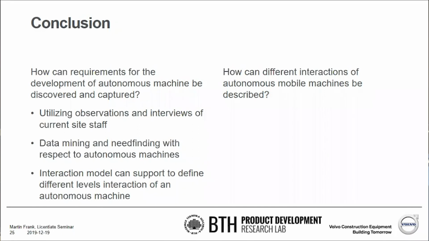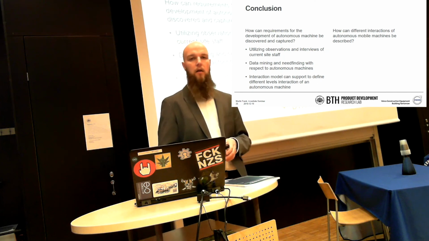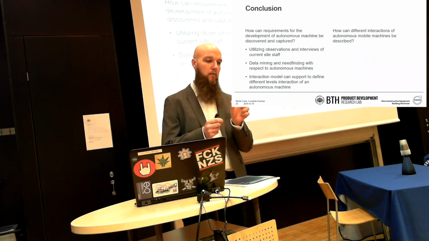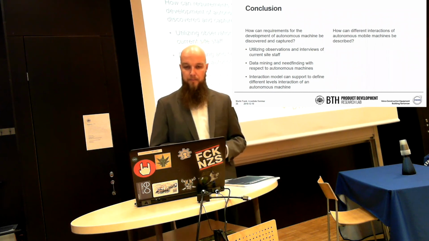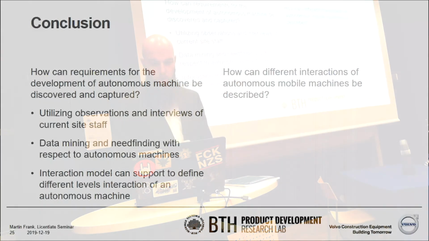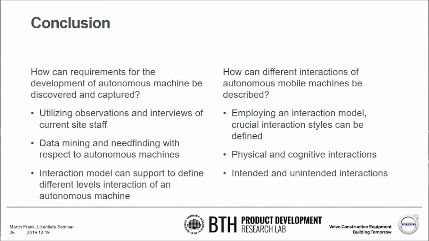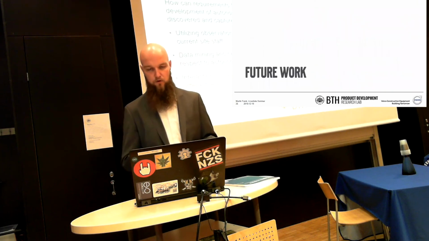And an interaction model can also be very useful when you start to develop very new features into machines, so that you don't forget to have very crucial parts in your design. And then the second question was, how can different interactions of autonomous mobile machines be described? And here, employing an interaction model can be crucial for the interaction styles. And then we have physical and cognitive interactions. And finally, we also have intended and unintended interactions that need to be captured.